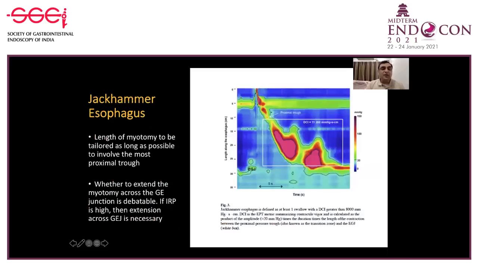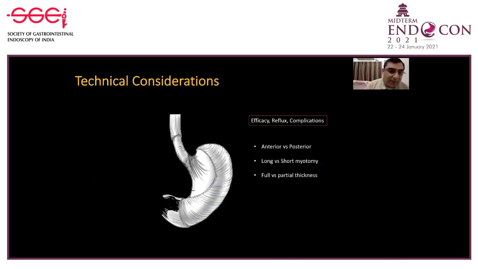Next, in the jackhammer esophagus, the length of myotomy must be tailored as long as possible to involve the most proximal trough you can see here. So if you do a short myotomy, the patient will continue to have episodic pain and symptoms. The important point of debate in a jackhammer esophagus is whether you have to do a myotomy across the G junction or not. That is controversial, but if you have a high IRP and a spastic distal esophagus, you can extend the myotomy across the G junction. So this is how it goes for jackhammer esophagus.